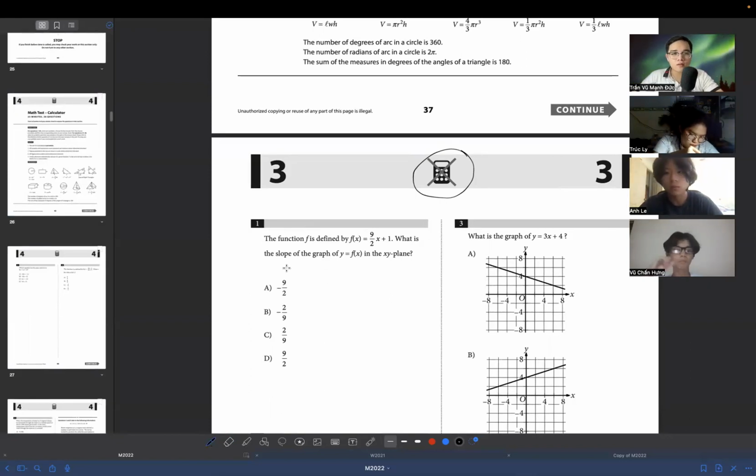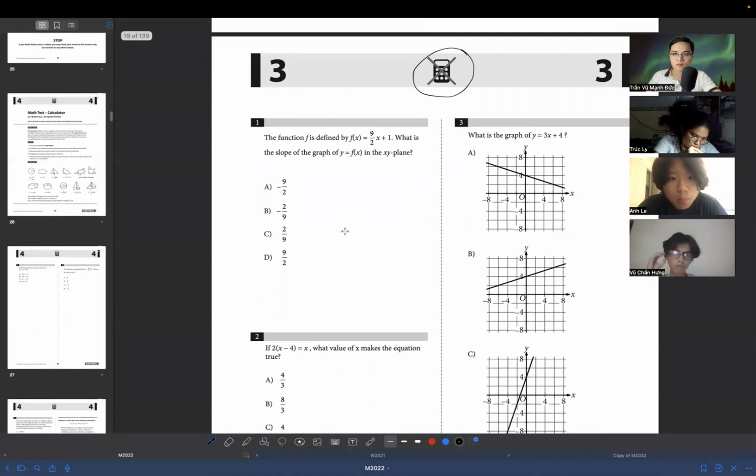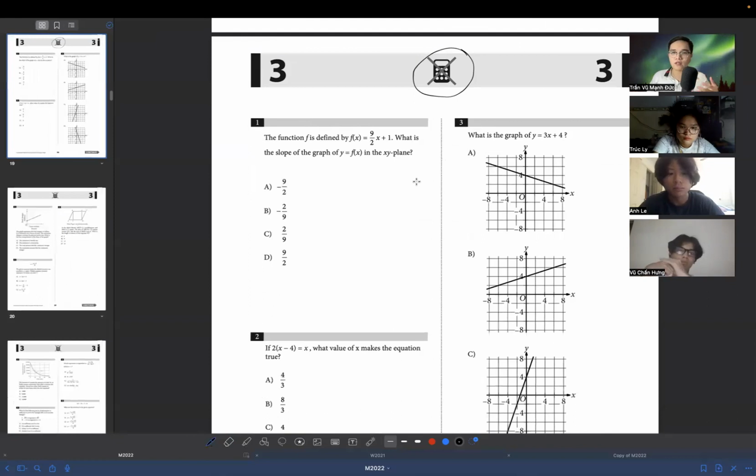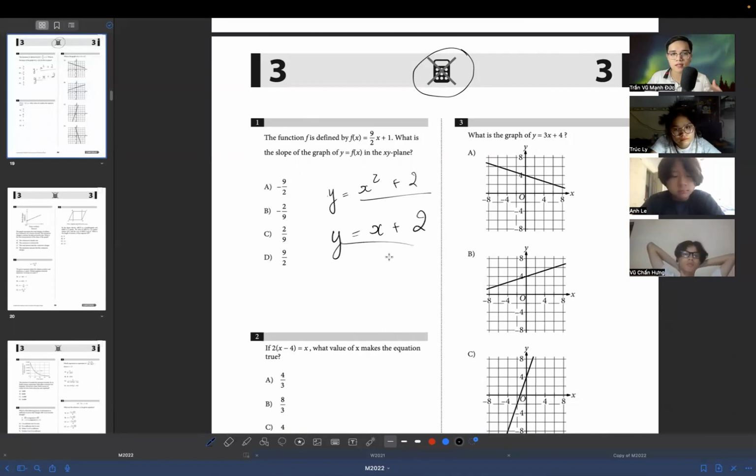All right, the first question is the slope related question. This is the linear graph question. For those who haven't got used to what a linear equation is, a linear equation is basically... no, it's not a monomial. It's to the power of 1. For example, y is x squared plus 2 is not a linear equation. But if you say y is x plus 2, this is a linear equation.